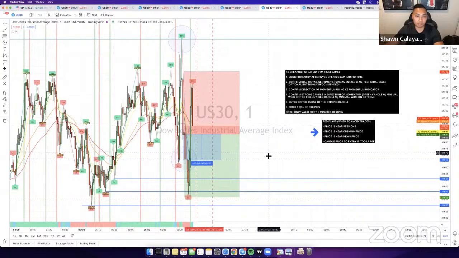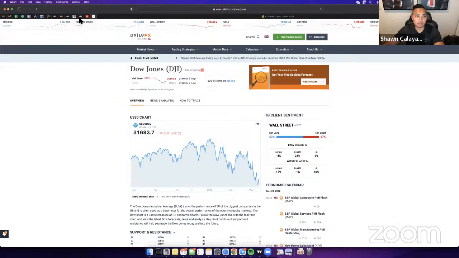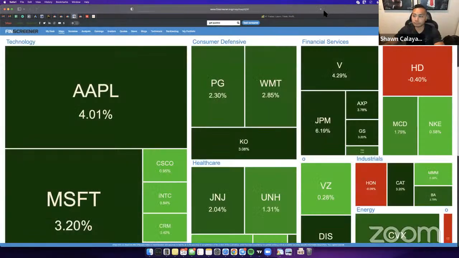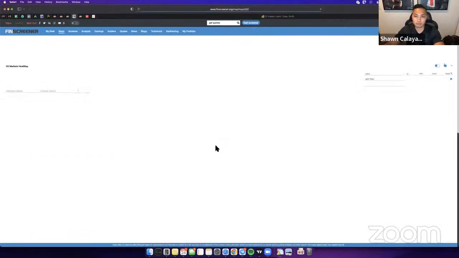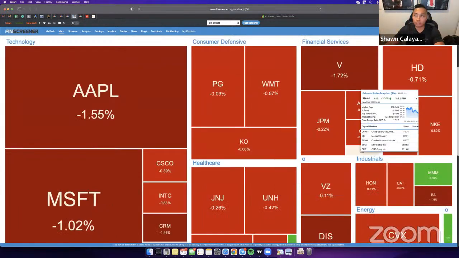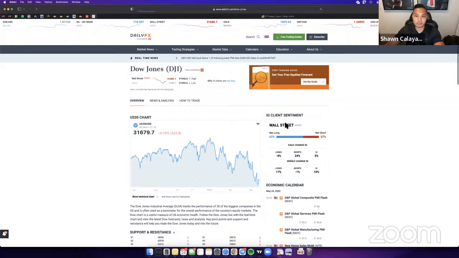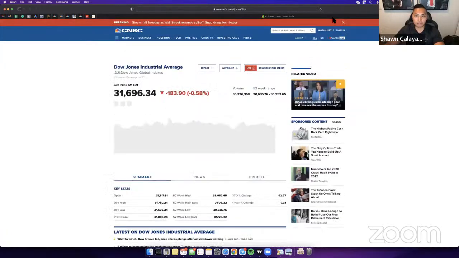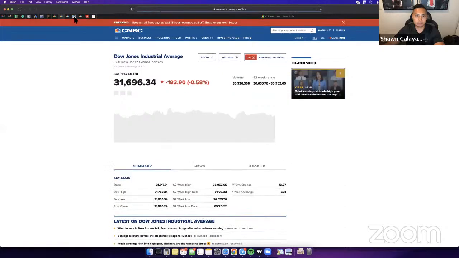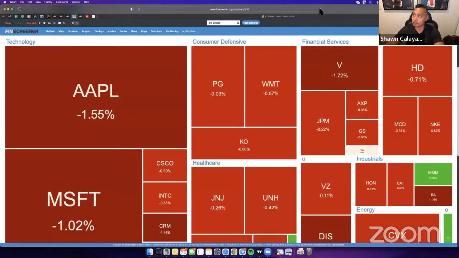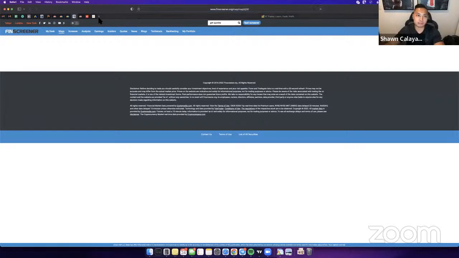But I will personally be looking for sells today as opposed to taking any type of buys, because the bias here is very bearish. Let's take a look at the heat map. Heat map over here is all red. So everything is red, guys. Retail sentiment is indicating to take sells. Fundamentals are indicating to take sells. Heat map is indicating to take sells. So there's no way I'm taking any buys today.